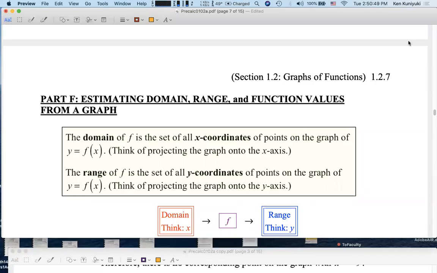Hi everyone. Let's say we have a graph where y represents a function of x. Well, let's estimate the domain, range, and function values from such a graph.